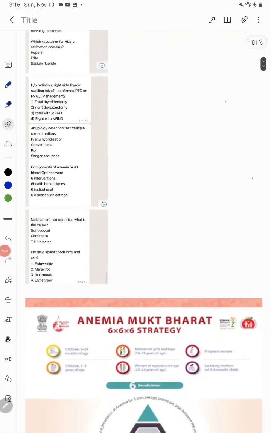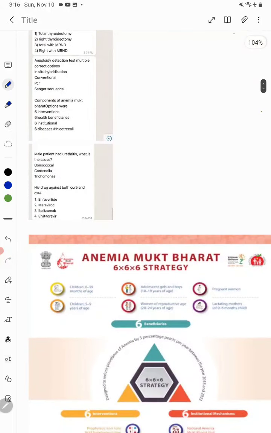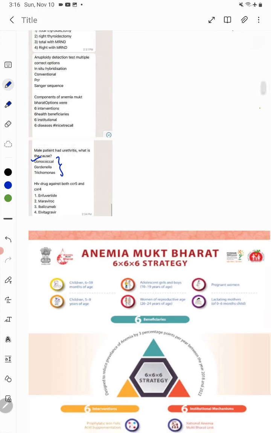So some of the questions that came in today's exam I'm going to recollect here. A male patient had urethritis. What would be the cause? So out of these, if you were to ask me, gonococcus is the most common cause. I would have gone for that.